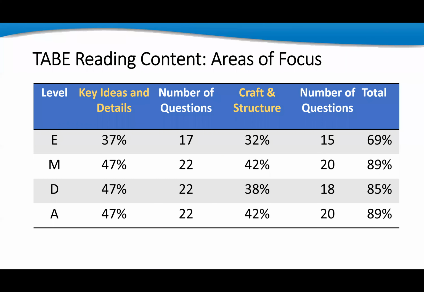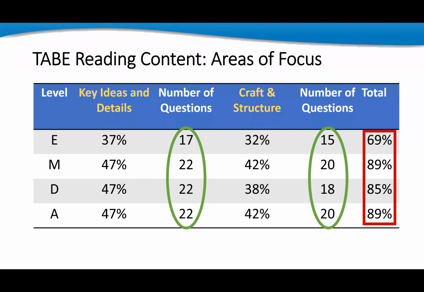If we break this down a little bit further, we can see that by level, key ideas and craft and structure cover the test at almost a 1-to-1 ratio at each level, with slightly more weight given to key ideas and details. Additionally, in looking at the total number of test questions, we can see that between 70 and almost 90% of the test questions come from these two sections, key ideas and details, and craft and structure. And so this again shows us where we can put the bulk of our instructional time so that it can be targeted.